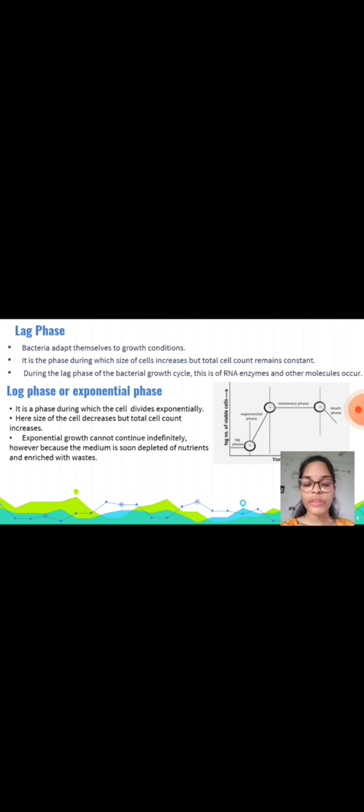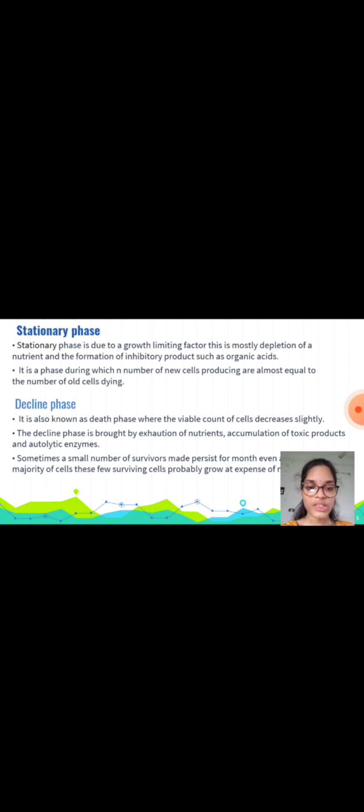Then coming to the log phase or exponential phase. Here there is a net increase in the number of the bacteria. As the number of bacteria increases, the size of the bacteria decreases in this phase. The number of bacteria increases exponentially. As the number of bacteria increases exponentially, the nutrients are also being utilized by the bacteria for its growth.